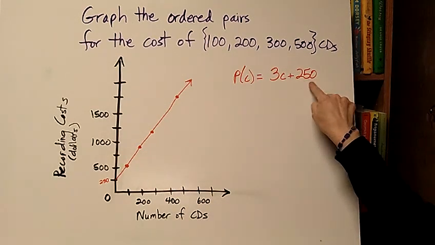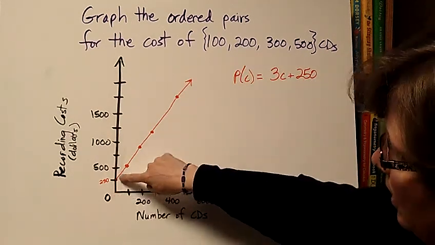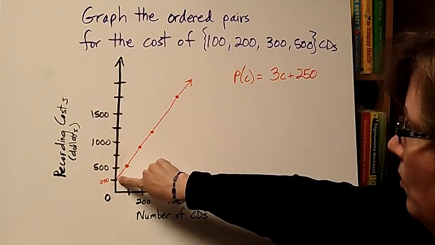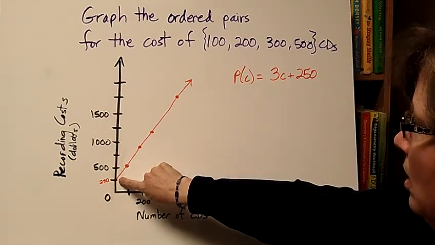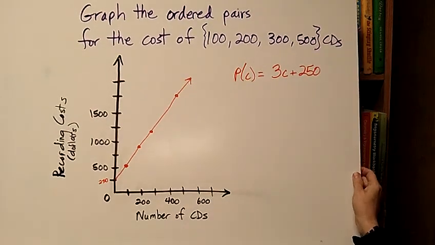The y-intercept, in other words, is never going to be 0 because they charge you that flat rate. So you're going to start at $250 for this particular company, and then it goes up from there depending on how many CDs that you've ordered.